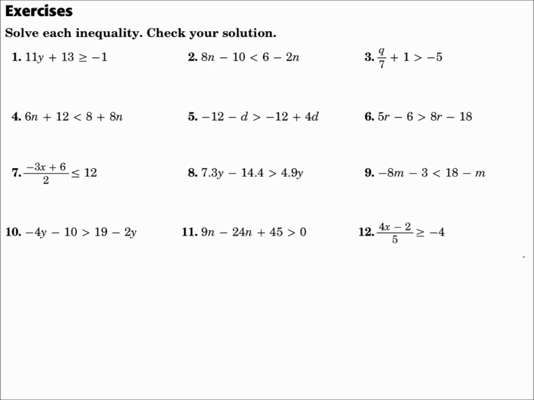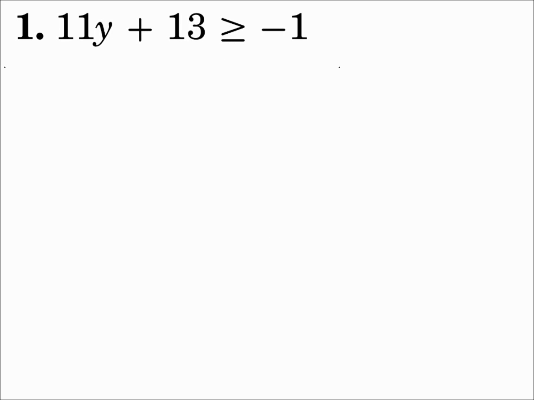Solve each inequality. Number 1. 11y plus 13 is greater than or equal to negative 1. Let's just go down the list and make sure that we get each step, get the variable by itself. There's nothing to distribute, and there's no fractions that I would need to worry about. I can't combine any like terms.